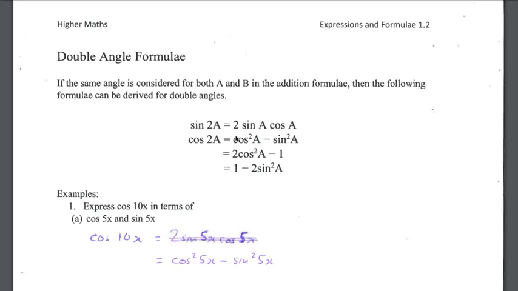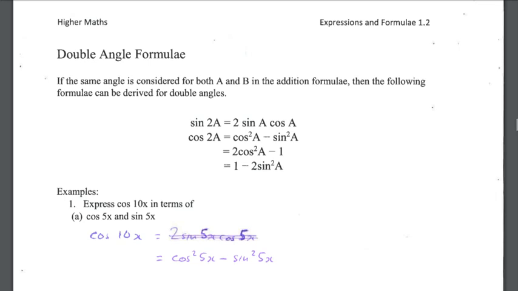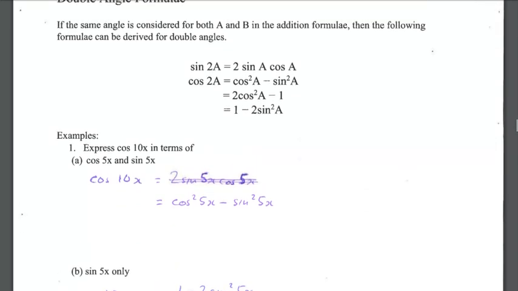Okay, so we've got 3 versions of the cosine of 2a, but just one version of the sine of 2a. The reason why we have all 3 versions becomes clear in chapter 8 when we are doing trigonometric equations. So let's have a look at this work though.